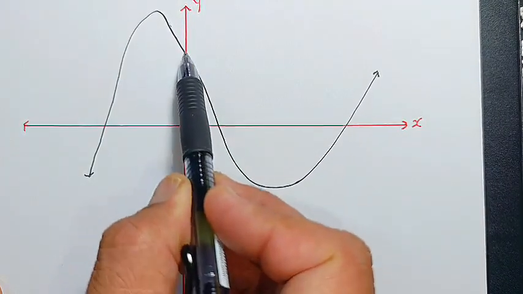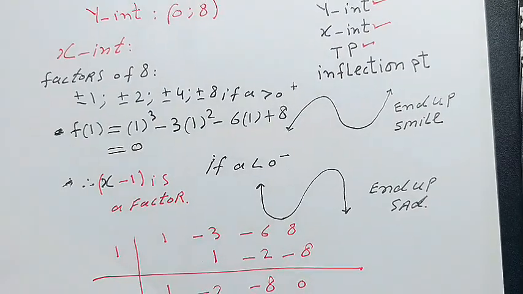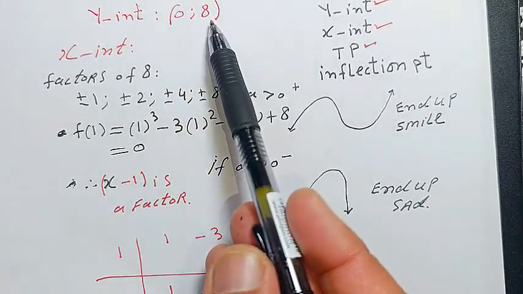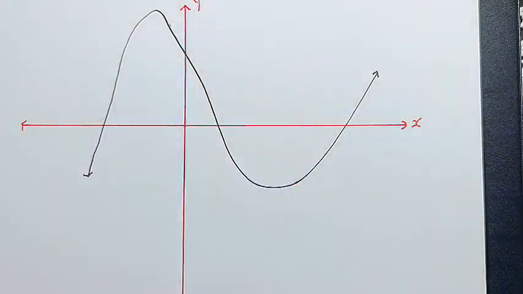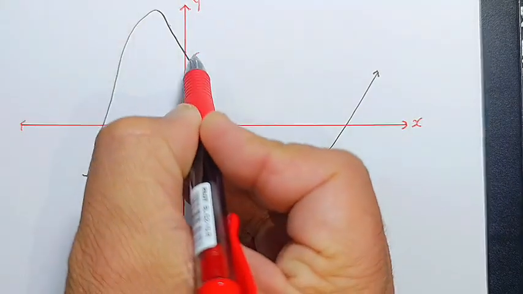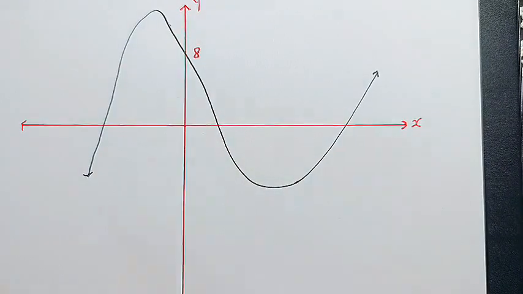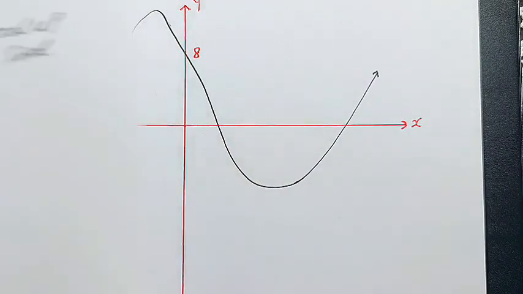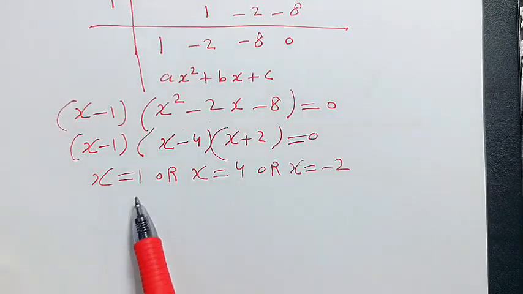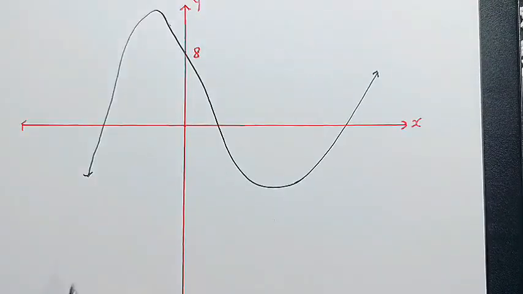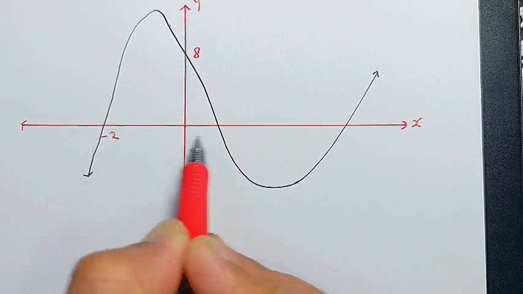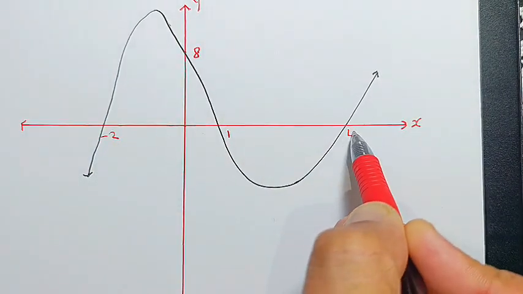So the y-intercept I got here. Earlier we found the y-intercept, that was positive 8. So this is my y-intercept, positive 8, x value 0. And then the x-intercepts: we got three x-intercepts, 1, 4, and negative 2. So obviously this is negative 2, this is positive 1, this is 4.